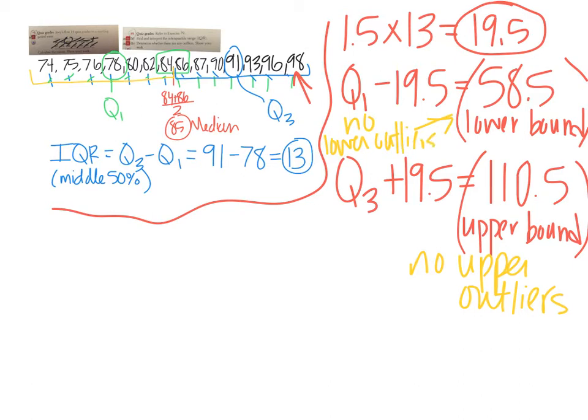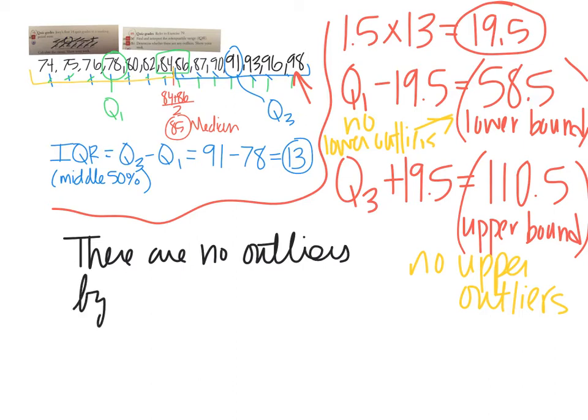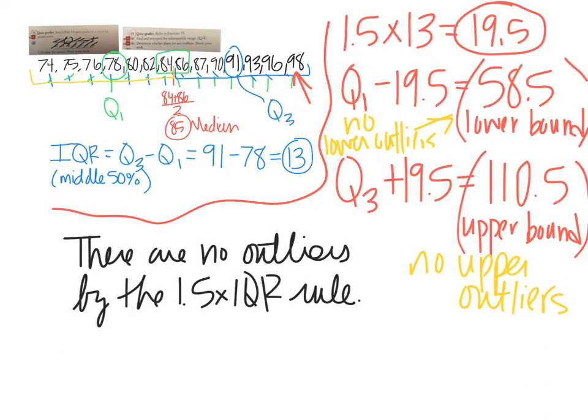If I was having to write on an AP test, I would need to actually put this into a sentence. So I'm going to say there are no outliers by the 1.5 IQR rule. And then of course I have my work shown, so they're going to want to see your work to prove the statement.